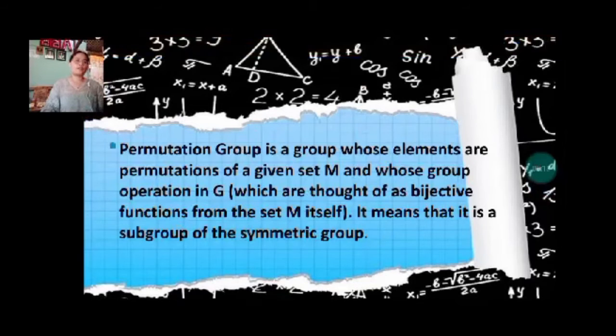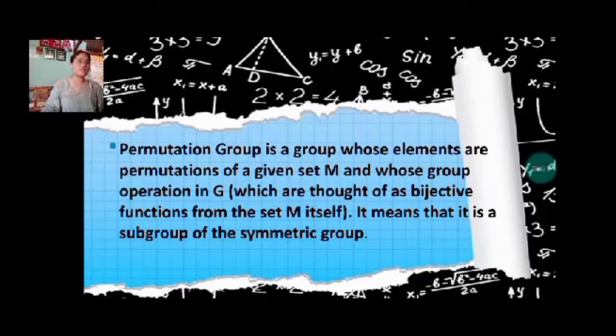So, first let us define what is permutation. As I have researched, permutation is a mathematical technique that determines the number of possible arrangements in a set when the order of the arrangement matters. So, that is the meaning of permutation.